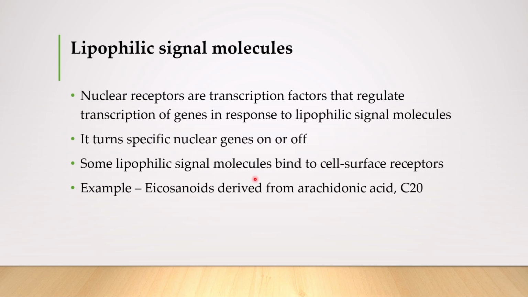Some lipophilic signal molecules bind to cell surface receptors. These lipophilic signal molecules particularly bind to intracellular receptors, but there are some which also bind to cell surface receptors like water-soluble hormones. Examples are eicosanoids. Eicosanoids are derived from arachidonic acid, which is a carbon 20 fatty acid. Eicosanoids, like prostaglandins and leukotrienes, bind to cell surface receptors rather than intracellular receptors.